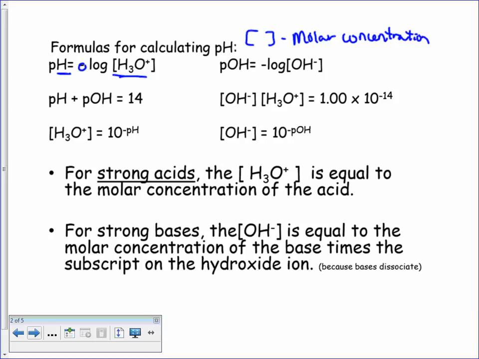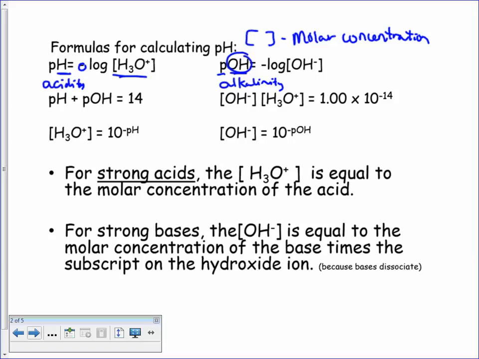So if pH measures acidity, pOH measures alkalinity, because what makes hydroxide ions? Bases do. So pH measures acidity, and that's the opposite of the logarithm of hydronium, what acids make. pOH measures alkalinity, and it's the opposite of the logarithm of hydroxide concentration, which is what bases make.